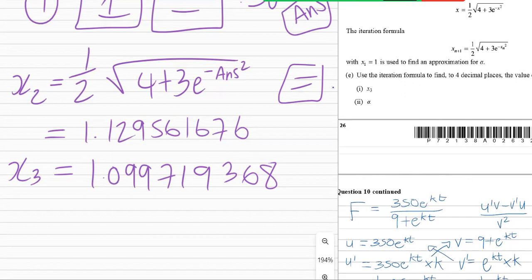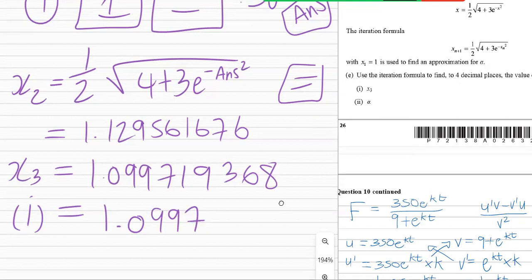So this we could just round off to 4 decimal places, and then they want a. We've already answered the first part. This would just be rounded off to 4 decimal places. If we rounded this off to 4 decimal places, we'd have 1.0997, and then that 1 goes down. So that's it to 4 decimal places. This will be our x3.